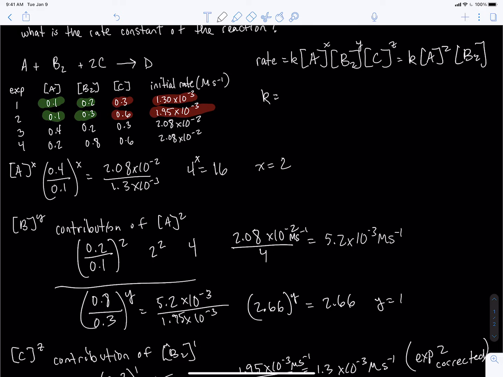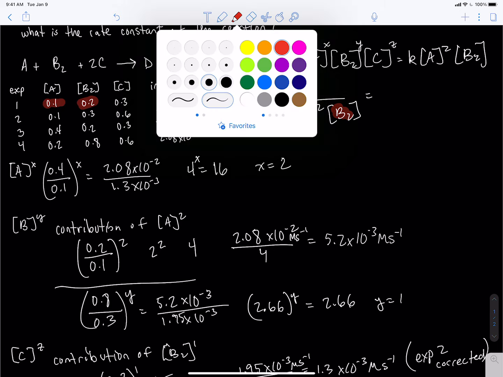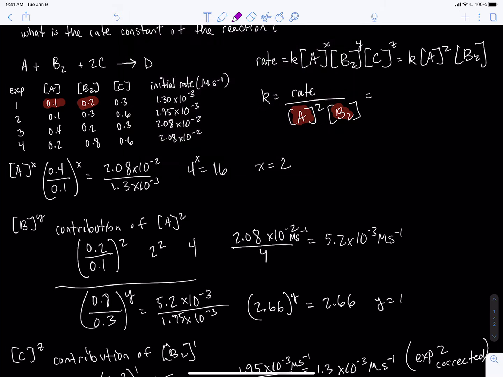We can say that k is equal to the rate of the reaction divided by the concentration of A squared times the concentration of B. And I can just pick any of this data here and work this out. So I'm just going to choose the first one at the top here. So I've got A, and I have B. C I don't even care about because it's 0 order. And then I also have a rate here which I can plug in right there. And so I can do that.